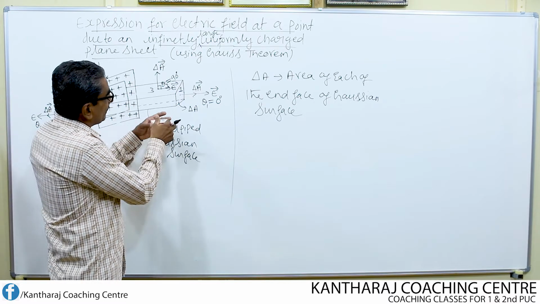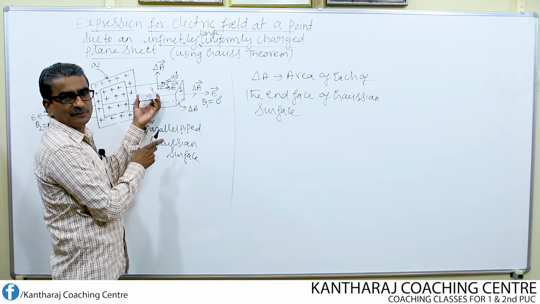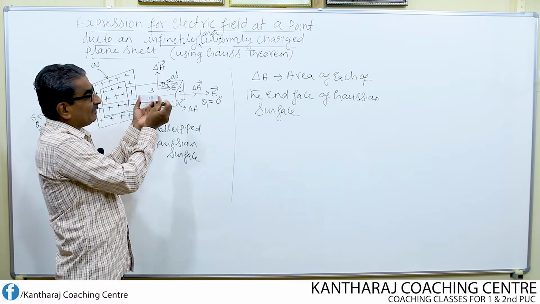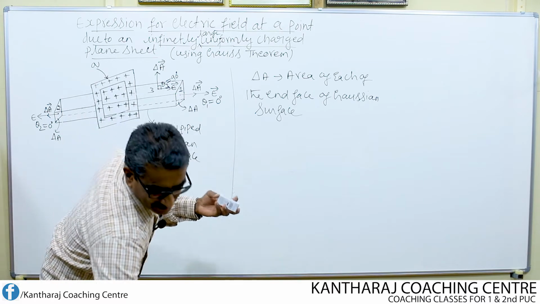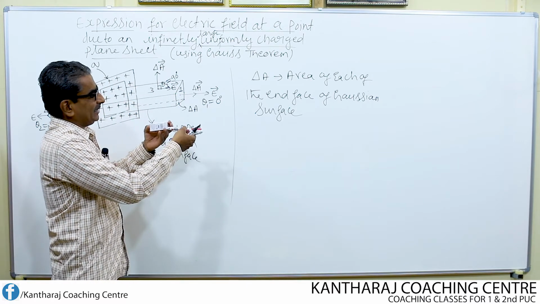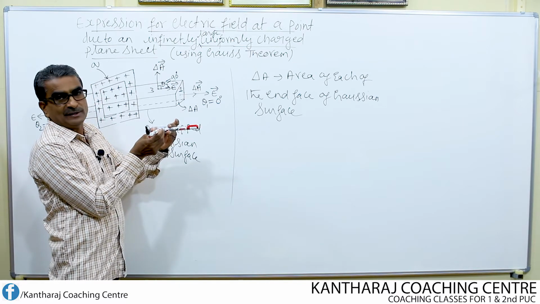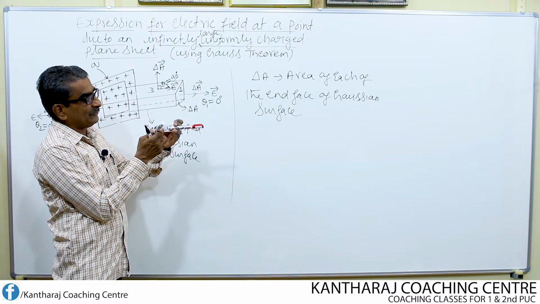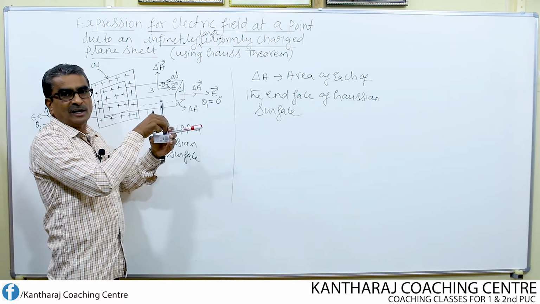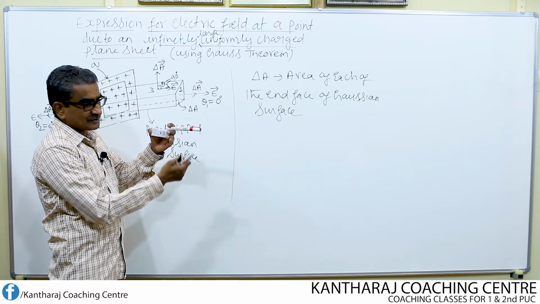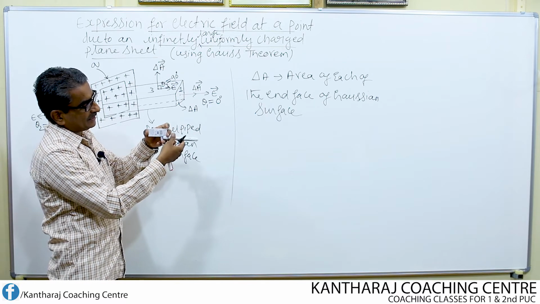Similarly, if you consider the front face of this Gaussian surface, then the area vector will be like this. Once again, the electric field will be like this. Remember, this is the electric field direction and this is the area vector. Whether you consider the front face, the top face, or the bottom face, this is the area vector and this is the electric field.